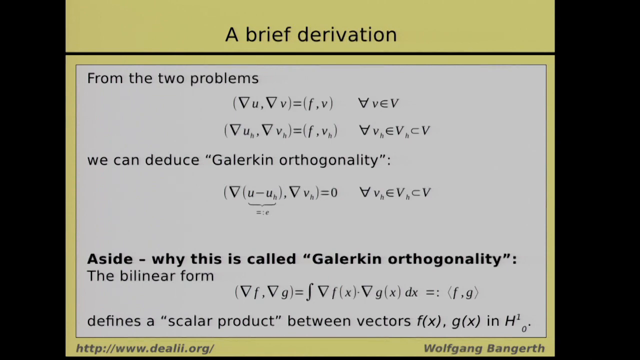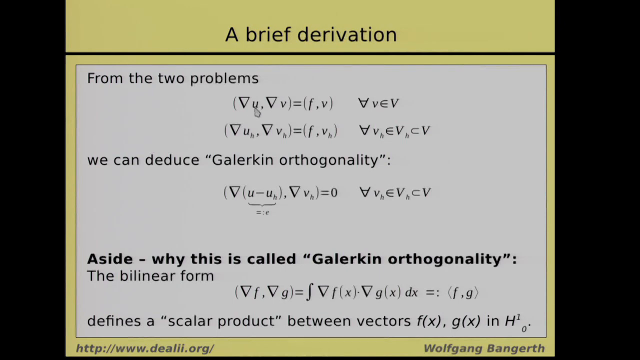So let me write down these two equations, one atop the other. There's the continuous equation here, and there's the discrete equation. The continuous equation has to hold true for every test function v in H10, for example. And because my finite dimensional space VH is a subset of V, that means the first equation in particular also has to hold true for every v from VH. So for every discrete test function, the first equation is still true.